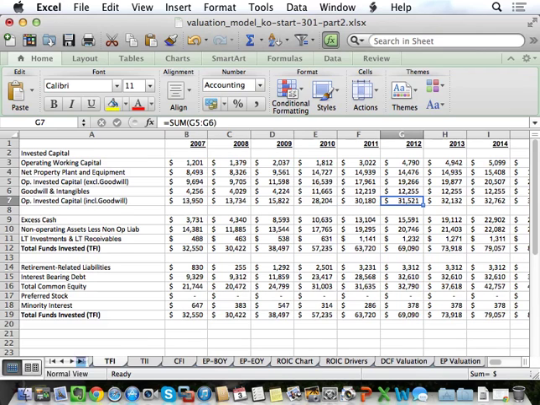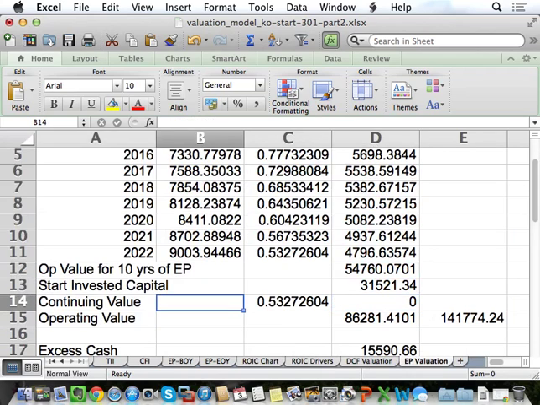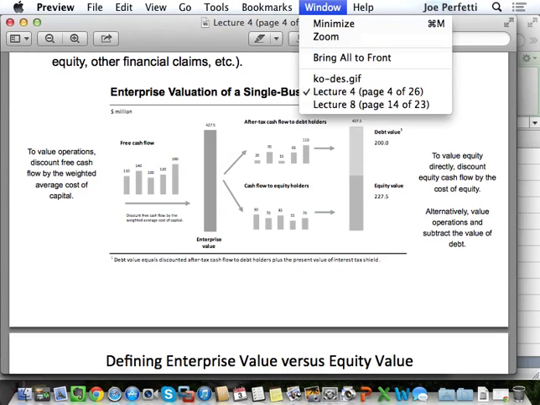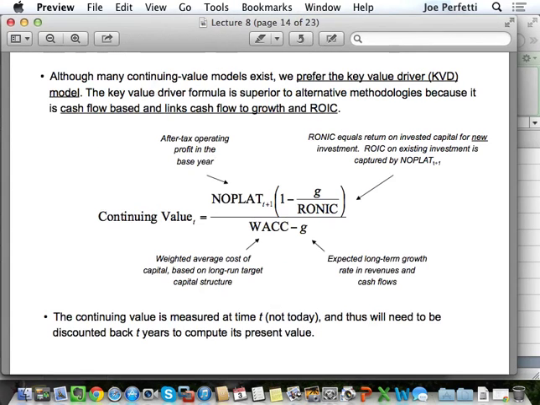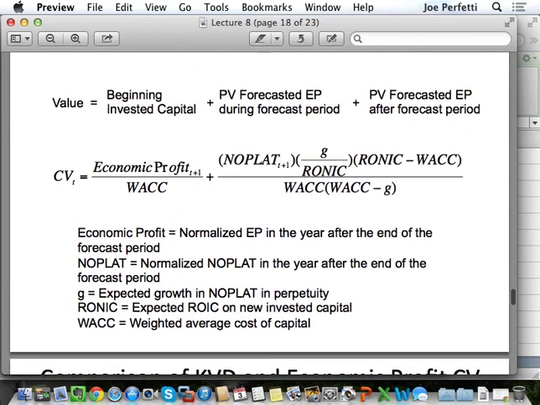In the first 10 years, we added that much value. In the continuing value period, that's what we're trying to understand. So the formula out of the book for continuing value of cash flows is the key value driver formula. Because we're not doing cash flows, we're doing economic profit, we have to rearrange it for economic profit. The rearranged key value driver formula for economic profit is this formula. This very big, complicated, ugly formula.